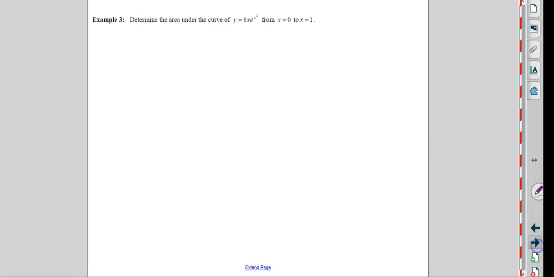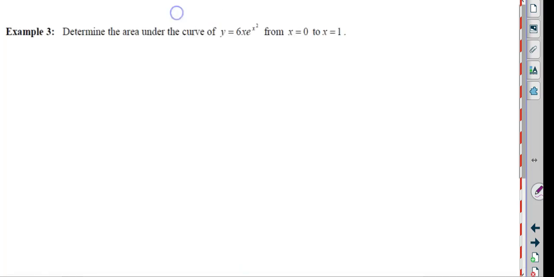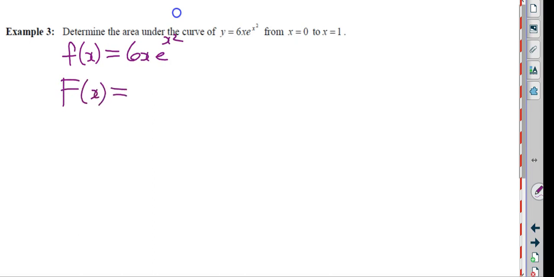We've got 3 more examples, and we're done. Determine the area under the curve. So we did the antiderivative of this, right? 6x e to the x squared was one of the ones we did the antiderivative for. So let's put this back to page width. Okay, I like to start with f of x is equal to, so here's my function. And capital F of x is equal to, if we just look on the other page, 3e to the x squared plus c. Okay, now the c is there. But again, it's an in and an out, right?